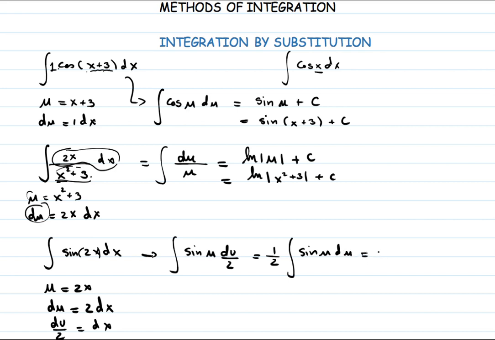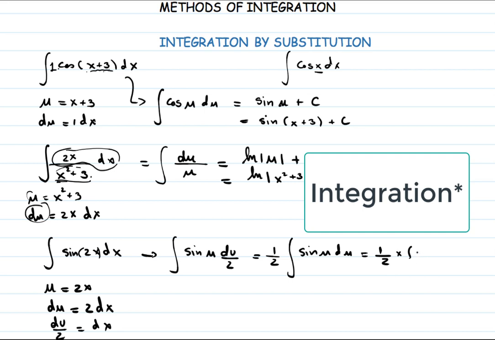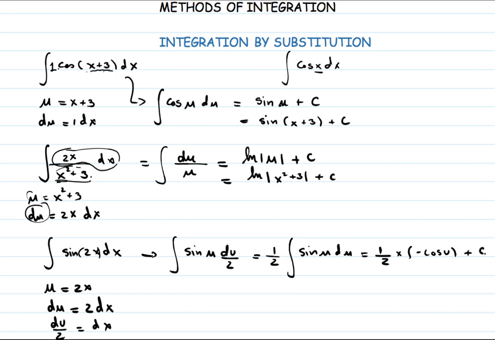And how to solve this? Using our conventional way. It's going to be 1 by 2 multiplying the integral of sine, which is minus cos, so we're going to have minus cos of u, and all of this is plus c because it's an indefinite integral. So we have minus 1 by 2 cos of u plus c. But we're not dealing with u, we are dealing with an expression of x. So minus 1 by 2 into cos of, what is our u? Our u is 2x, so cos of 2x plus c.